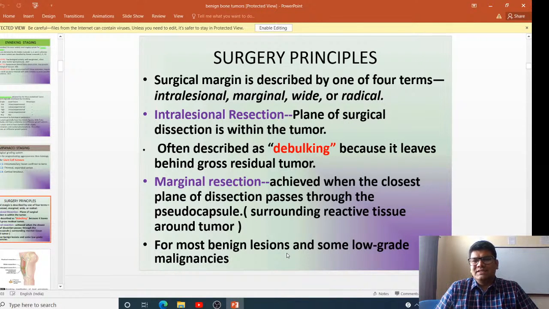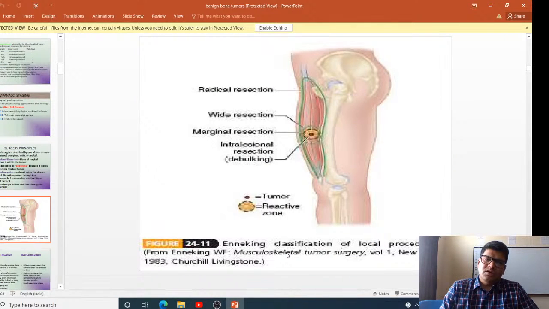Marginal resection is when the plane of dissection passes through the pseudocapsule. So you can see here the tumor is here. If you do a debulking, it is called the intralesional resection. Marginal resection is you remove slightly through the capsule of the tumor, only the capsule of the tumor. Wide resection is you remove around 1 centimeter of the normal tissue around the tumor.